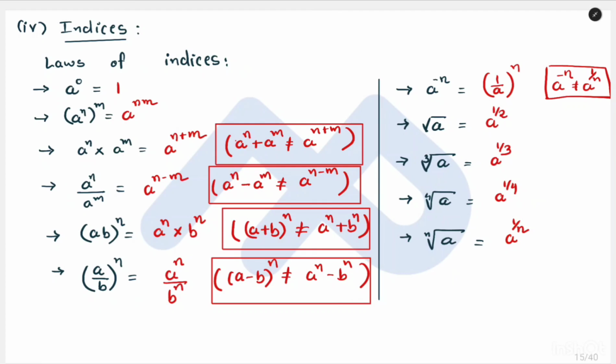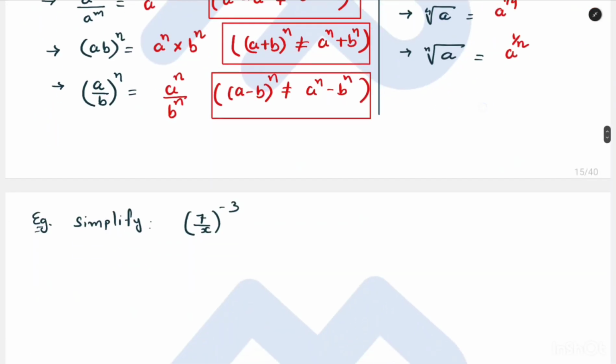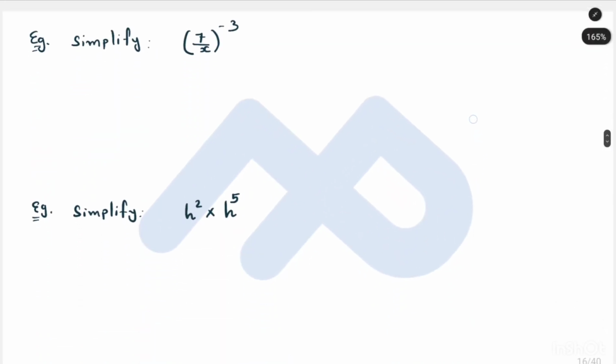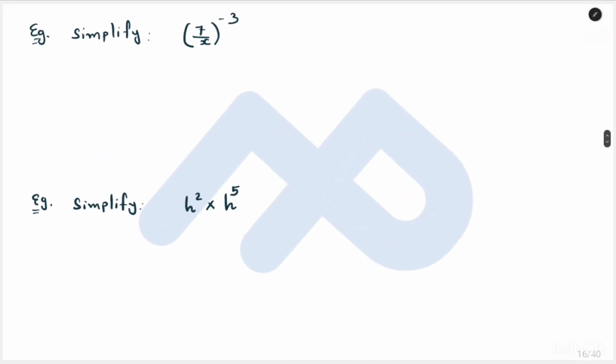Okay, so the questions are basically either simplifying the given expression in the indices or solving the equation. So let's see some very simple kind of simplification. Here you can use the laws very easily. You can directly apply the rules and you get the answer in 1 or 2 steps. These will be hardly 1 or 2 mark questions. So these can be solved very easily.